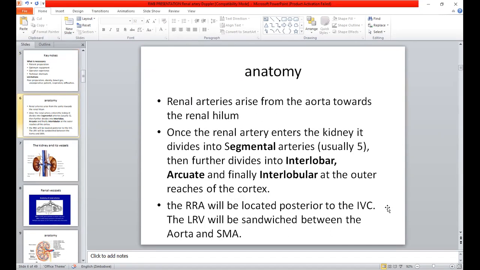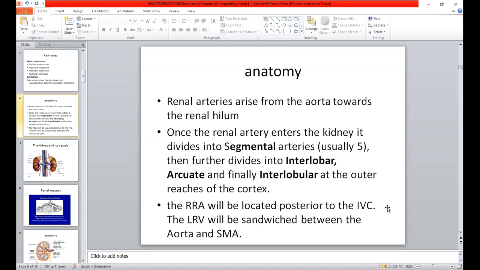Right, on anatomy, we are going to look a bit on the origin of the renal arteries. The renal arteries arise from the aorta and head towards the renal hilum. Once the renal artery enters the kidney, it divides into segmental arteries, usually around 5 segmental arteries, which will then divide into interlobar, and then the arcuate arteries at the cortex of the kidney, and the interlobular as well at the outer reaches of the cortex.